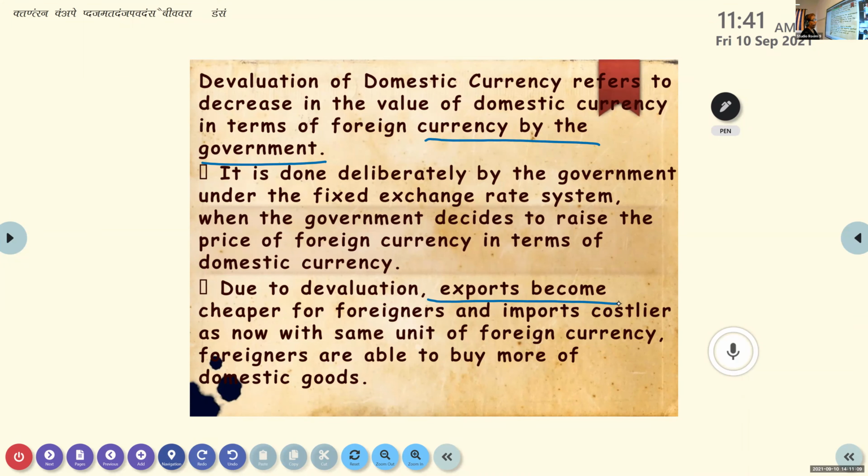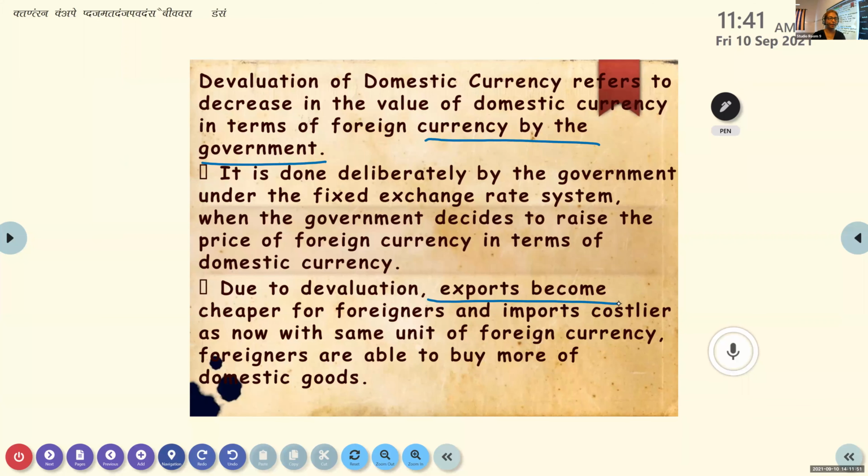Now, the rate at which one currency is exchanged for another is what you mean by foreign exchange rate. Irfan, can you tell what are the types of foreign exchange? Ma'am, fixed, floating, and we can say one more: managed, flexible one.